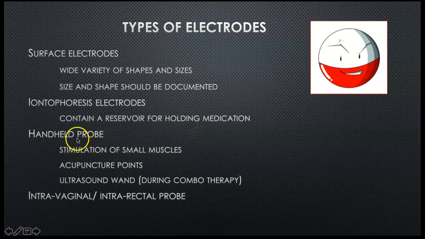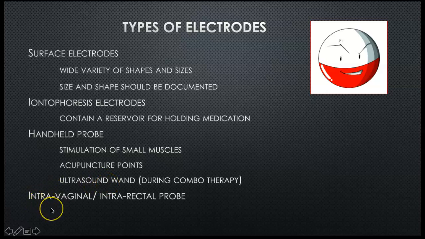You can have handheld probes. These are probably more common for denervated muscle stimulation. So you can stimulate small muscles, acupuncture points, but you can also do something called combination therapy, where you use ultrasound and electrical stimulation at the same time, and your ultrasound head becomes one of your electrodes. So you have one electrode and the ultrasound head, and I'll let you guys play with it, see what it feels like.